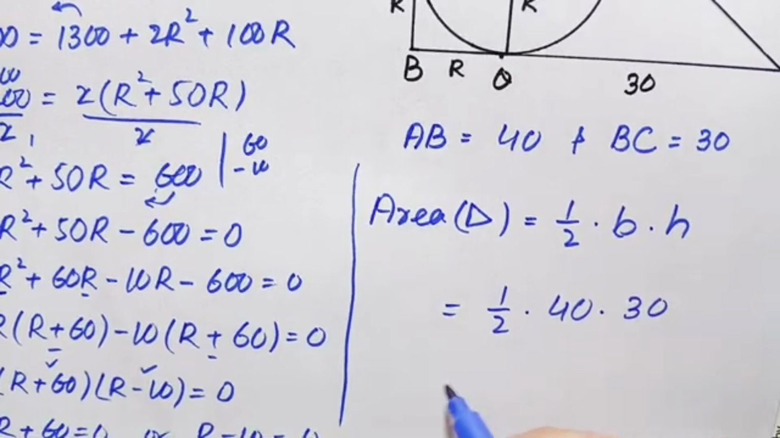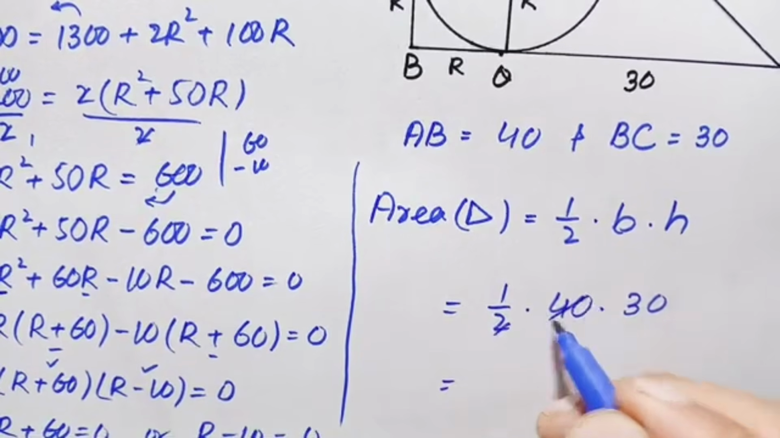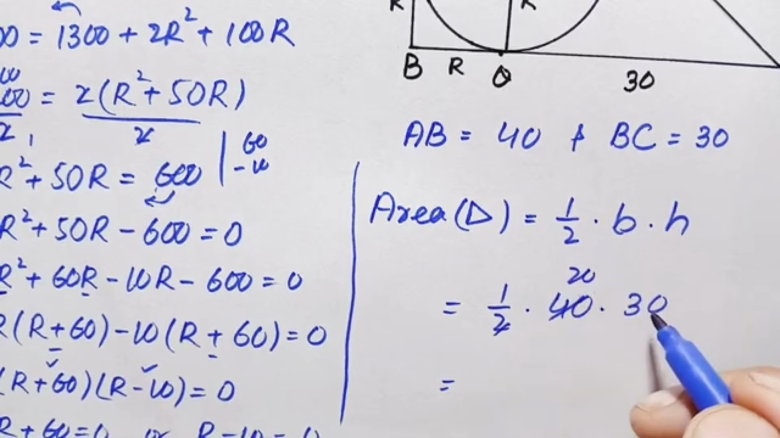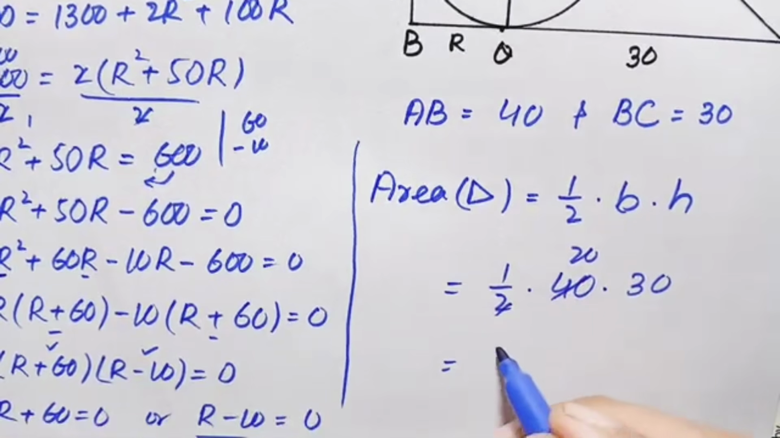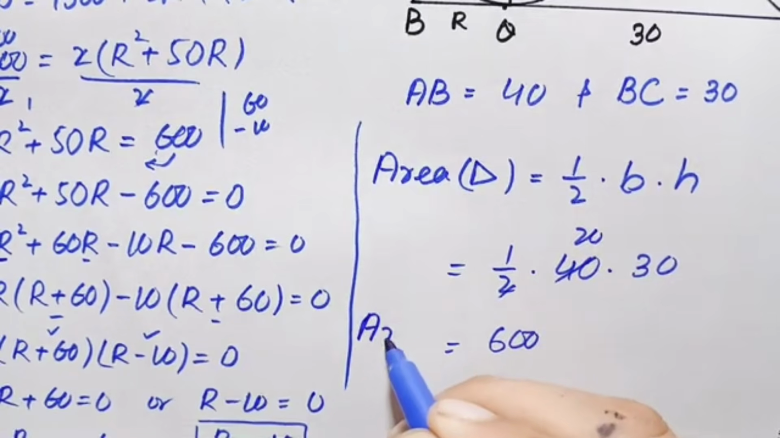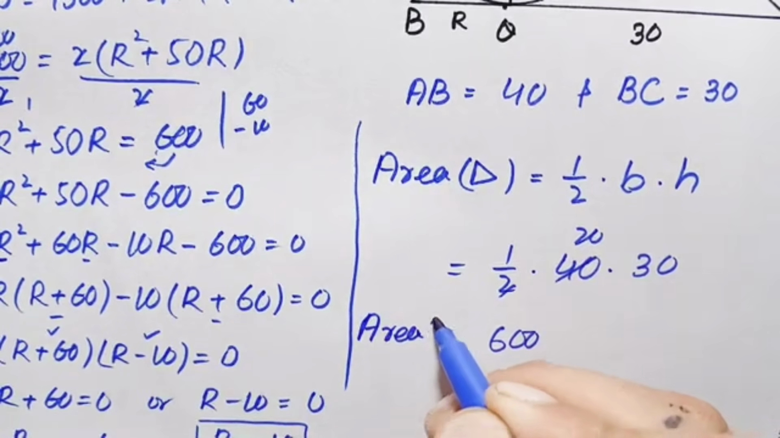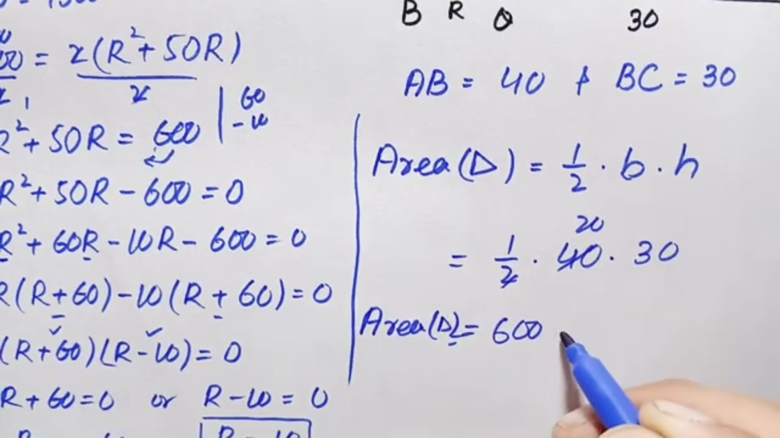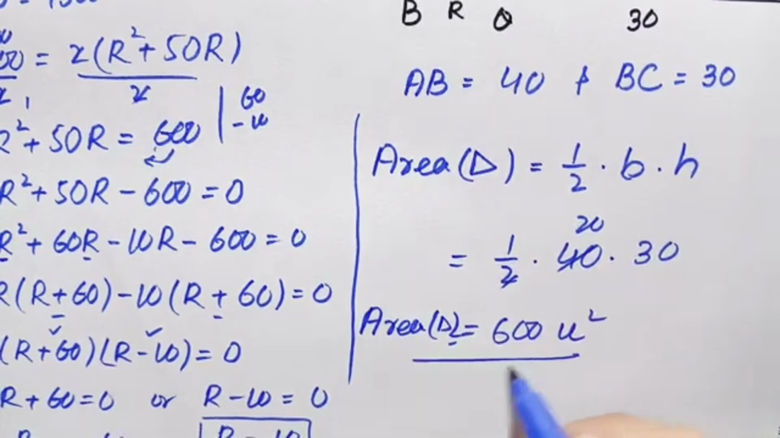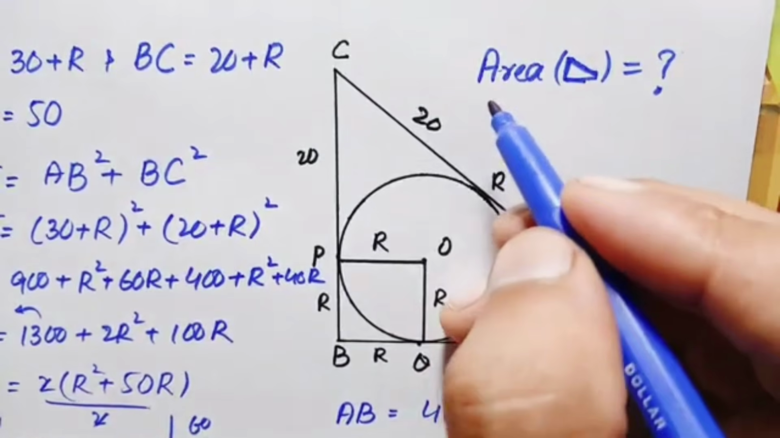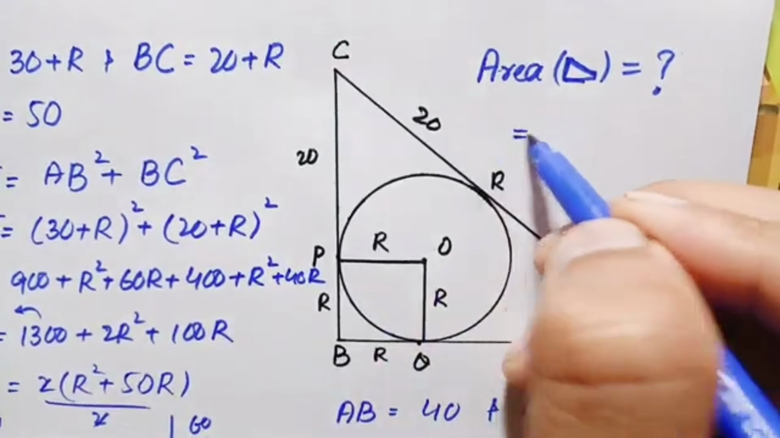So let's simplify this number. 2 times 1 is 2, 2 times 20 is 40. Now 20 times 30 is 2 times 3 is 6, and there will be 2 zeros. So therefore the area of this right angle triangle will be 600 units square, which is our final answer and final target. So therefore we can write the area of this right angle triangle is 600 units square.